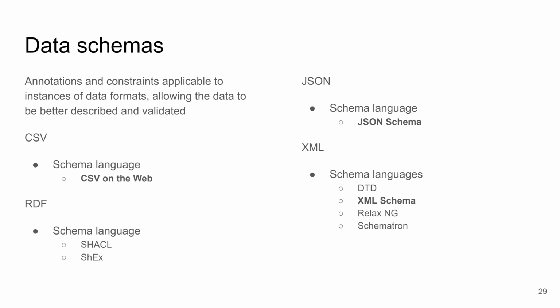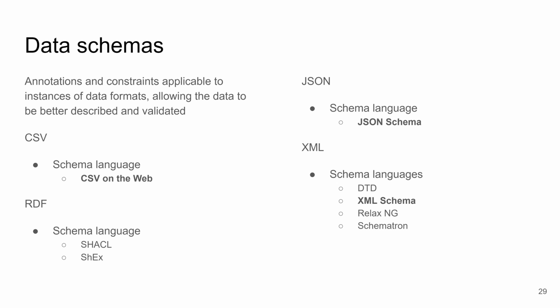So for instance, we have the CSV on the web language for describing schemas for CSV files. We have JSON schema language for describing annotations and constraints for JSON files. And we have the XML schema language for the same purpose in XML. And you may notice that for specific data formats, there are multiple schema languages to choose from. The bold ones are the ones that we will cover in this course.